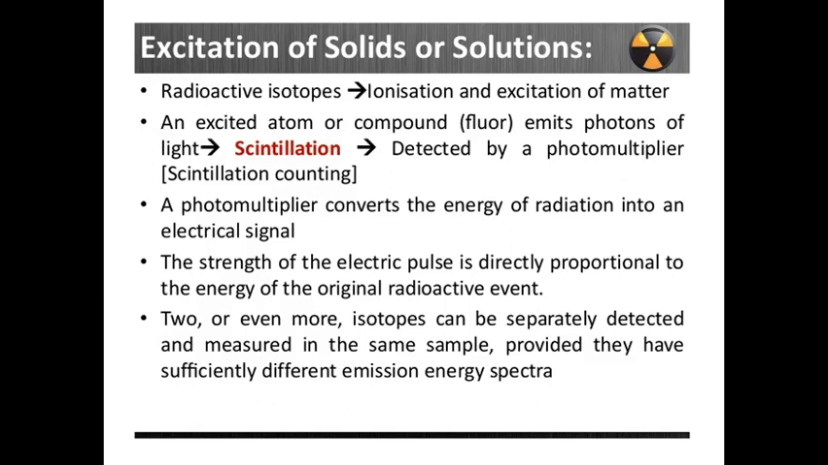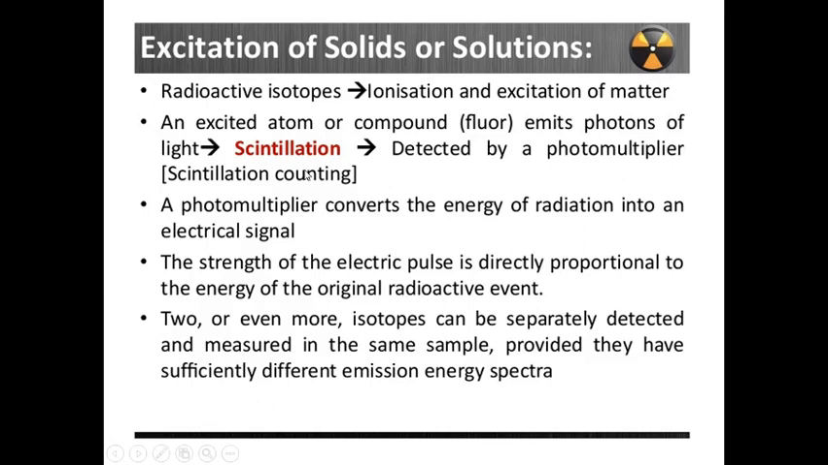by ionizing radiations of radioactive isotopes. Okay, so the phenomenon which is the emission of fluorescence due to ionizing radiations is known as scintillation, and whatever light is emitted by that compound or atom should be detected by the photomultiplier. Okay, and that is known as scintillation counting.